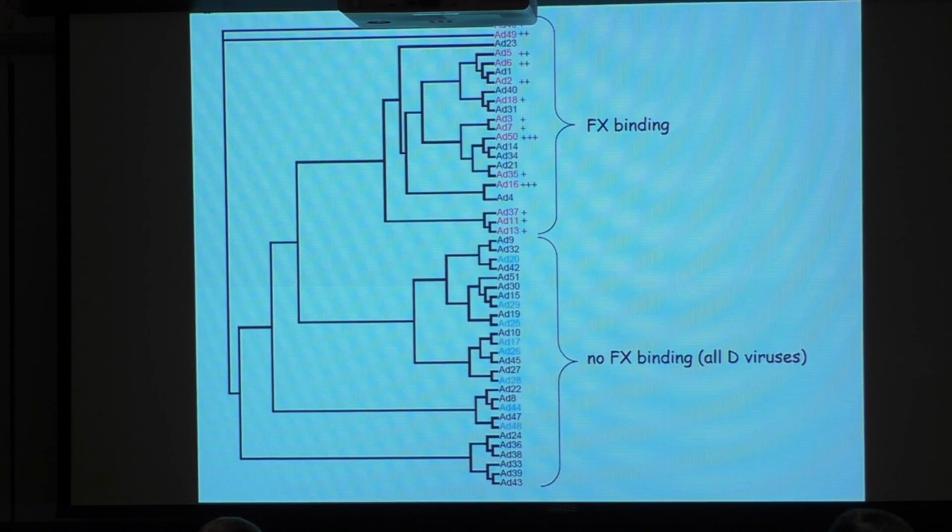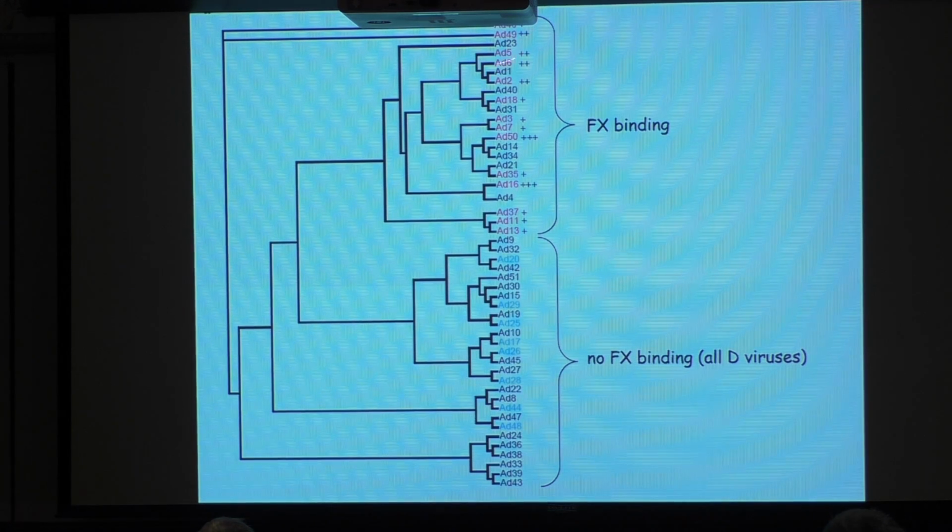And actually, there's some sort of genetic evolution: the phylogenetic tree really bisects human adenoviruses that do and don't bind factor 10. Pretty much all of the D viruses have absolutely no binding to factor 10. The ones in blue are the ones we've tested; we haven't tested all of them because they're not all available.